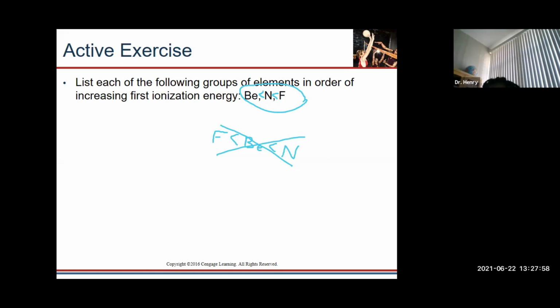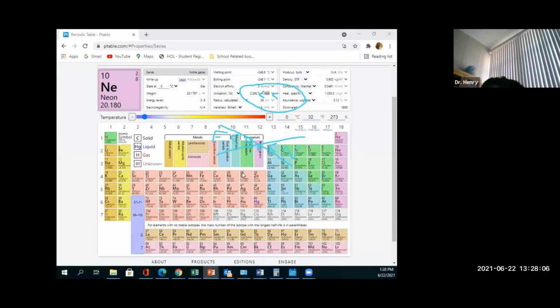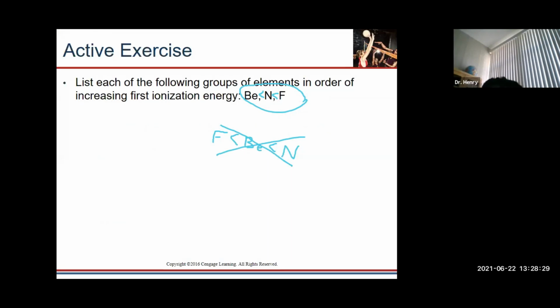And nitrogen, we look on the periodic table, nitrogen is located, let's see, right here, right? So fluorine is the closest to being a noble gas. Nitrogen is a little bit further away, and Be is the furthest. So Be is going to be the one that's most likely to lose an electron. It's going to have a lower ionization energy. Okay? So it's important to make sure that we understand the question that's being asked, right? Because that's how we always end up getting screwed on multiple choice tests.